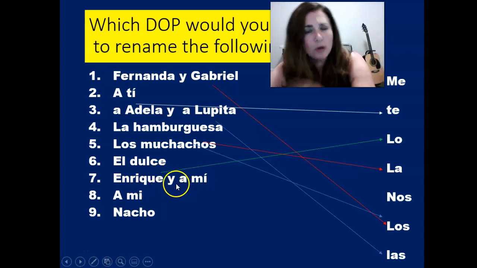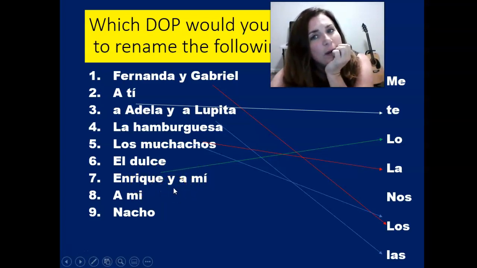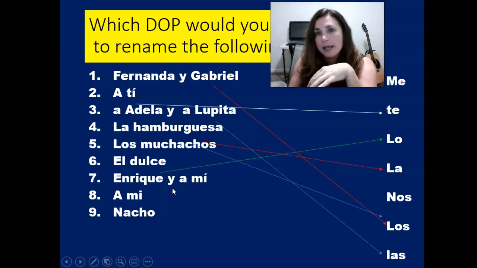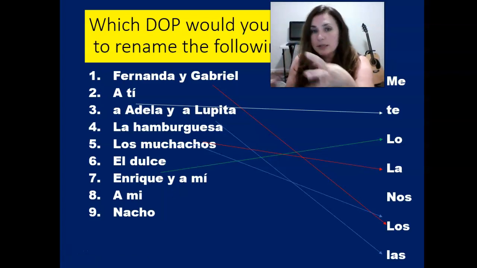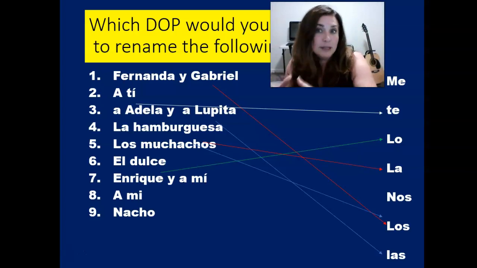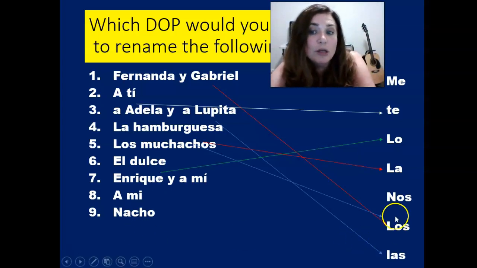That's two of us. Remember we talked about nosotros is anybody plus I? So now this is like anybody plus me. So it's going to be the same grouping. So instead of nosotros, it's going to be nos.